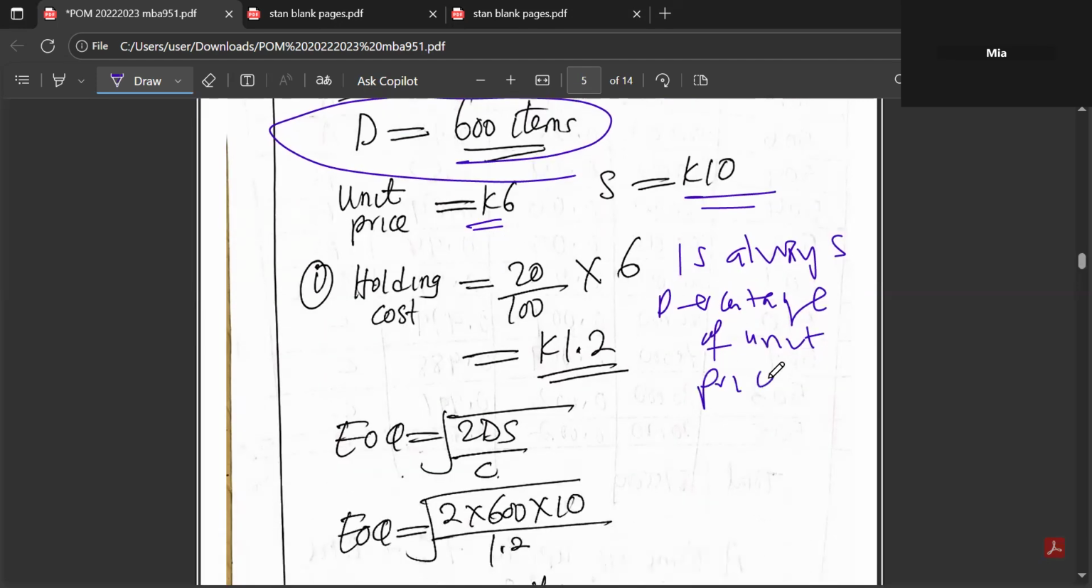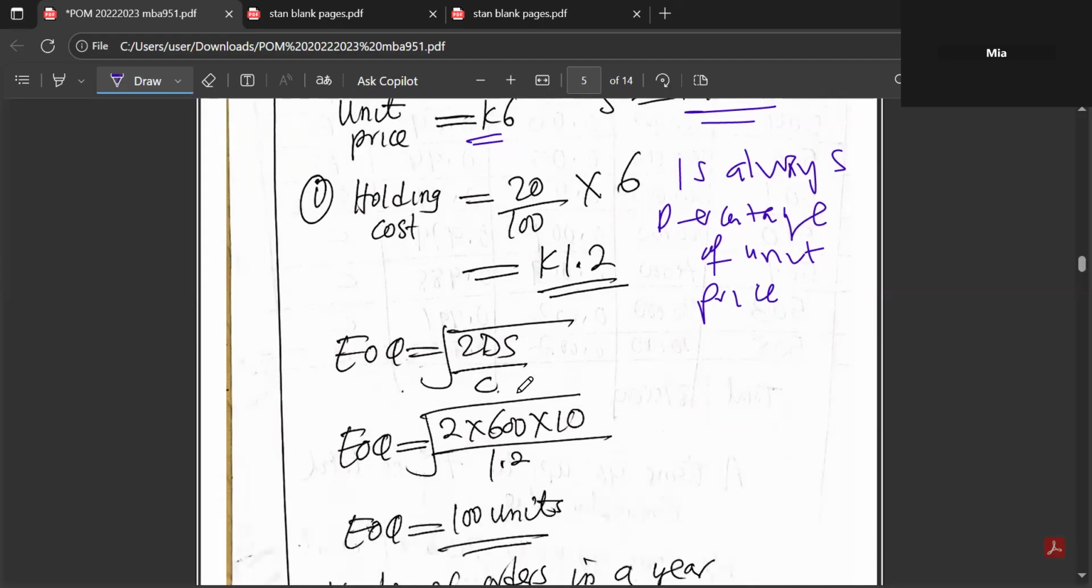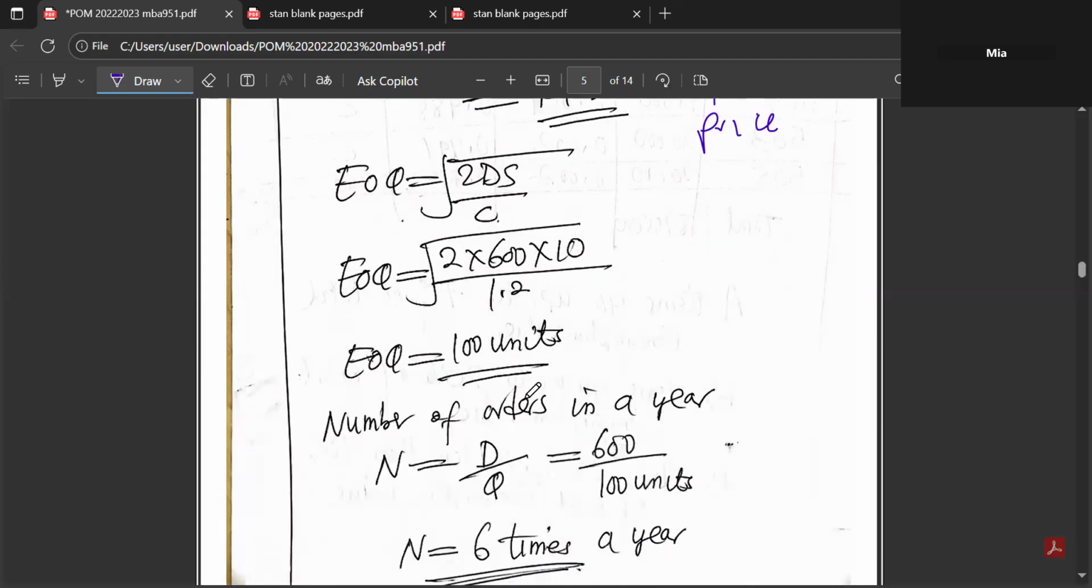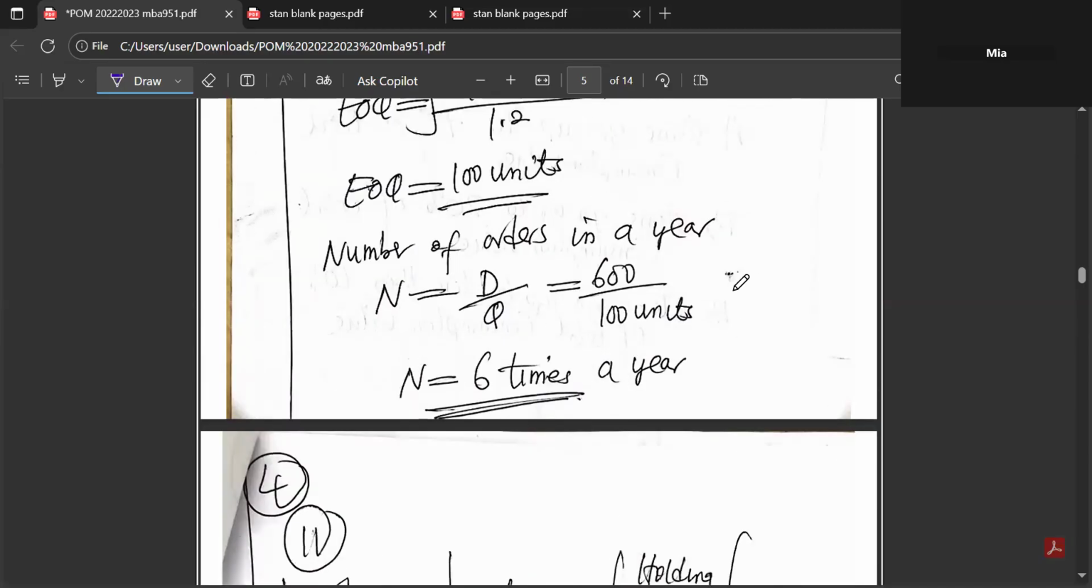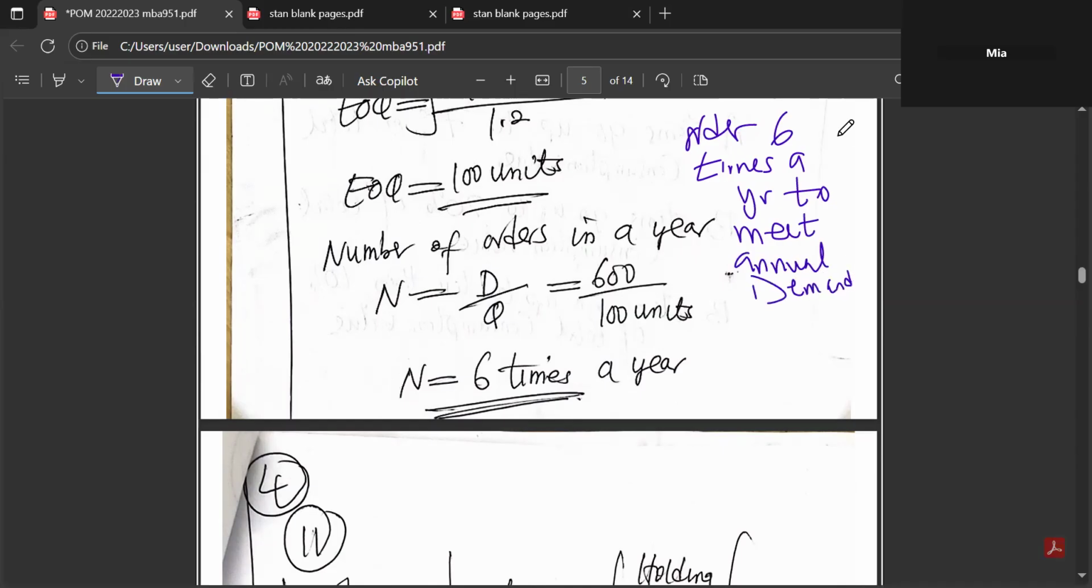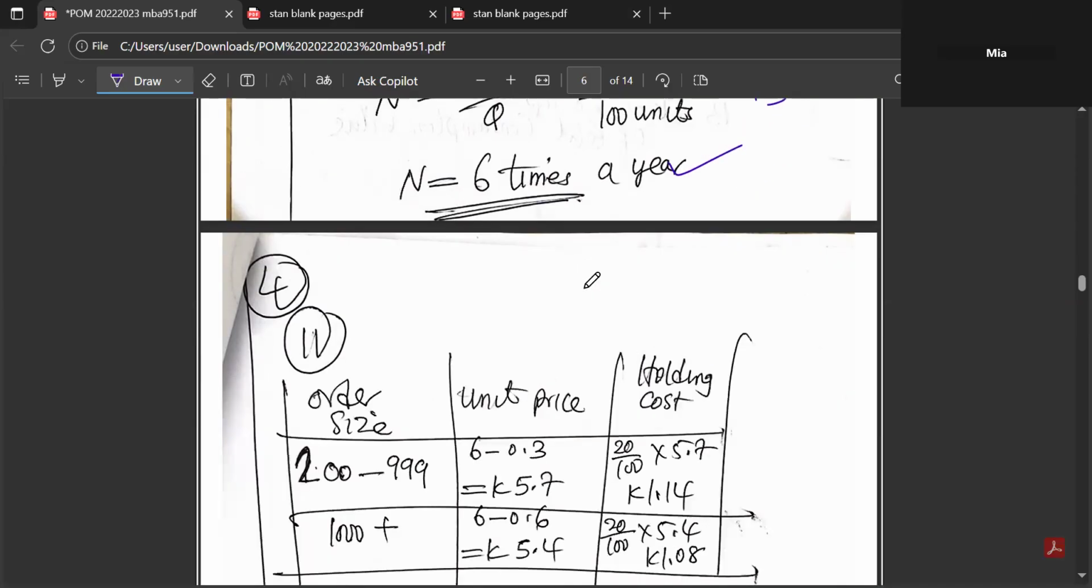All right. So meaning 20% of 6 is 1.2, and getting down to the EOQ, we are simply finding the EOQ as 100 units. So number of orders in a year is 6 times a year. Order 6 times a year to meet annual demand. Okay, so this is what goes on. All right, so that answers the first part of the question.